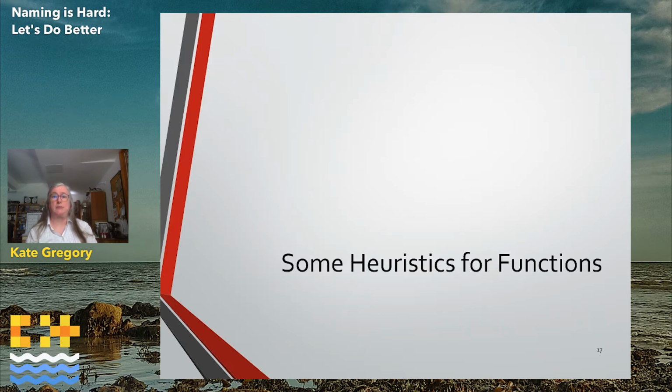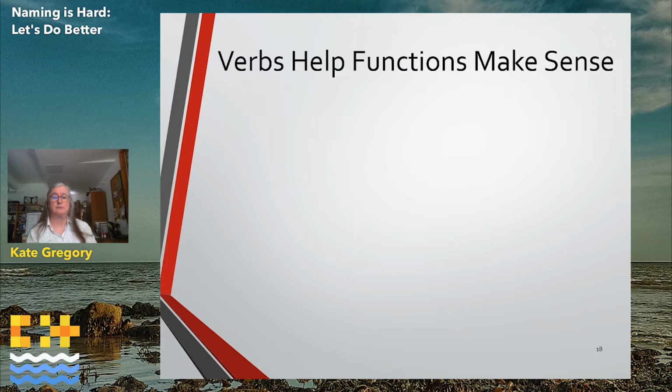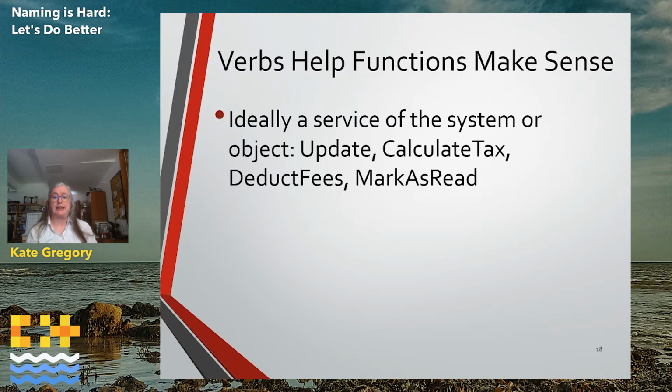Now let's talk about naming functions. Most good function names are built around a verb. It's something that's getting done. If it's a member function, it's something the object class does. If it's a free function, it's something your system does. Sometimes they're pretty generic. I'm not a big fan of update, but they do happen. But calculate tax, deduct fees, mark as read. This is stuff your system does.